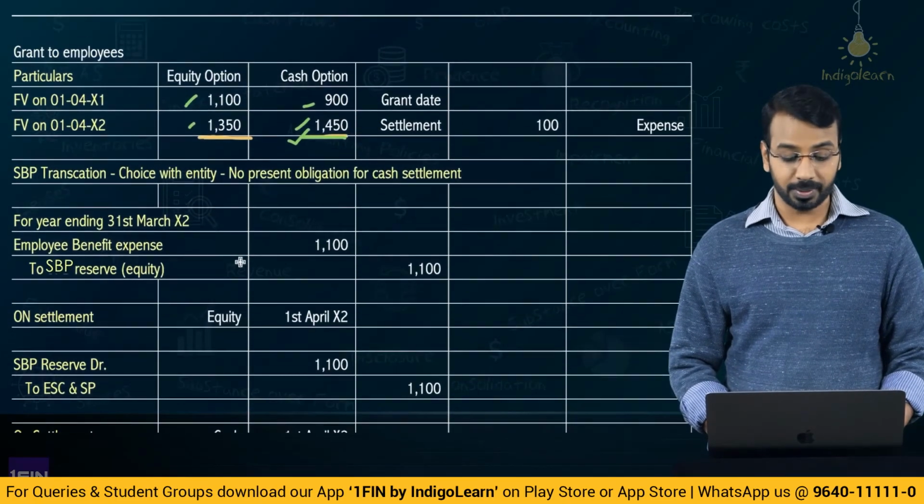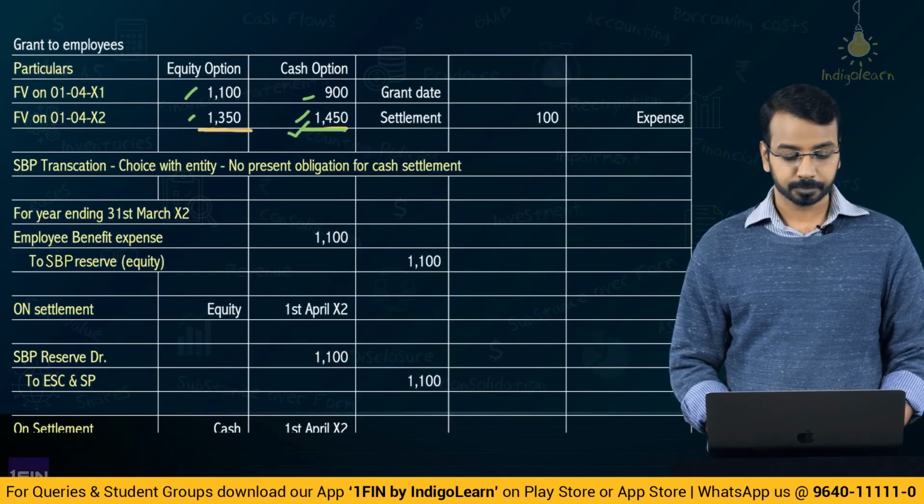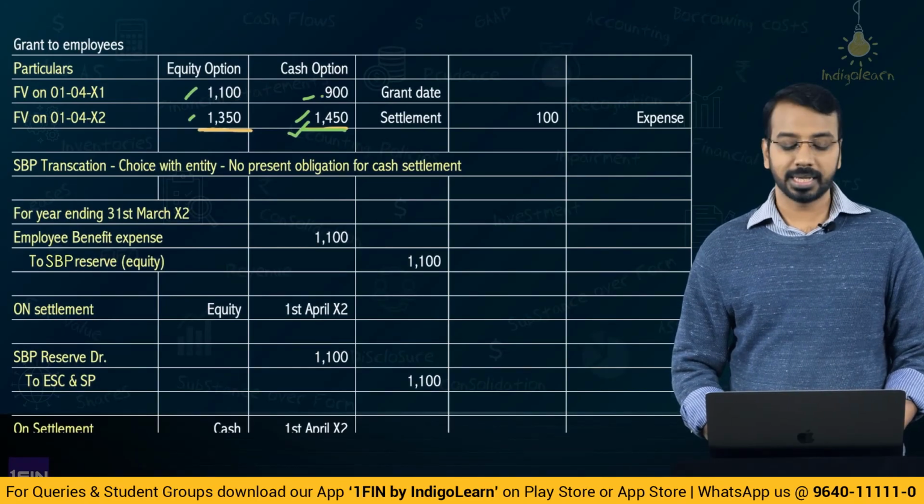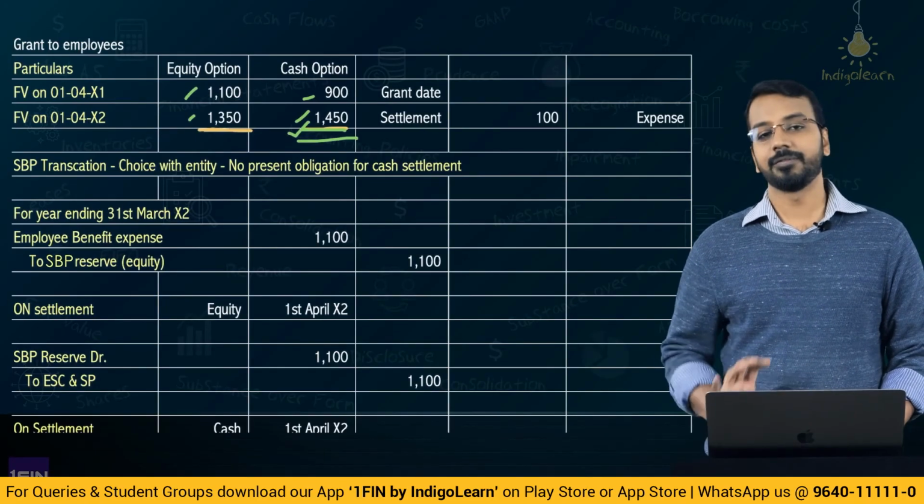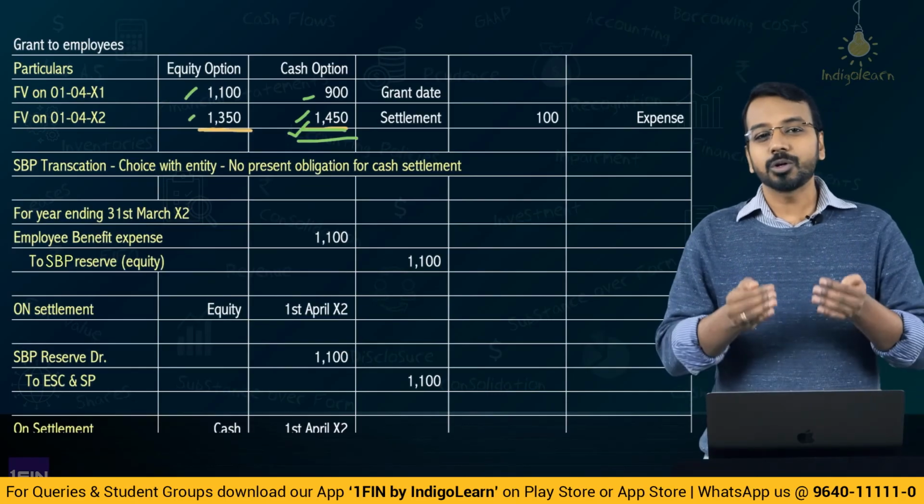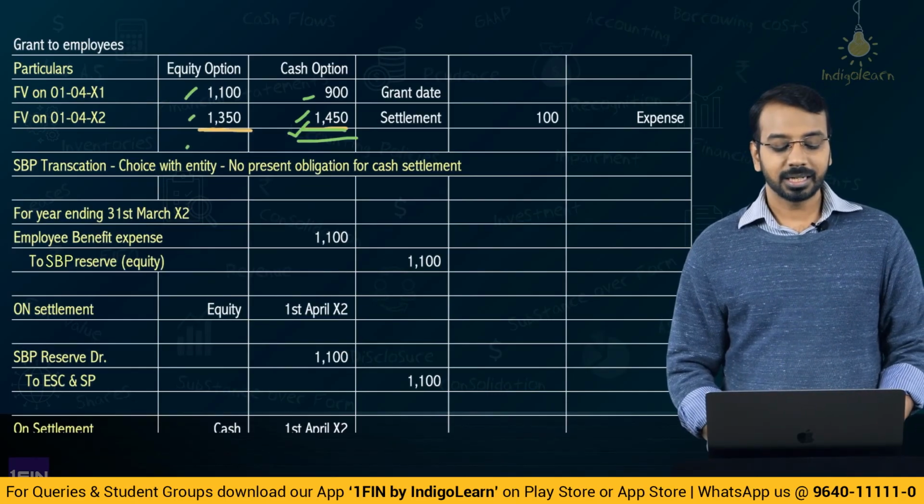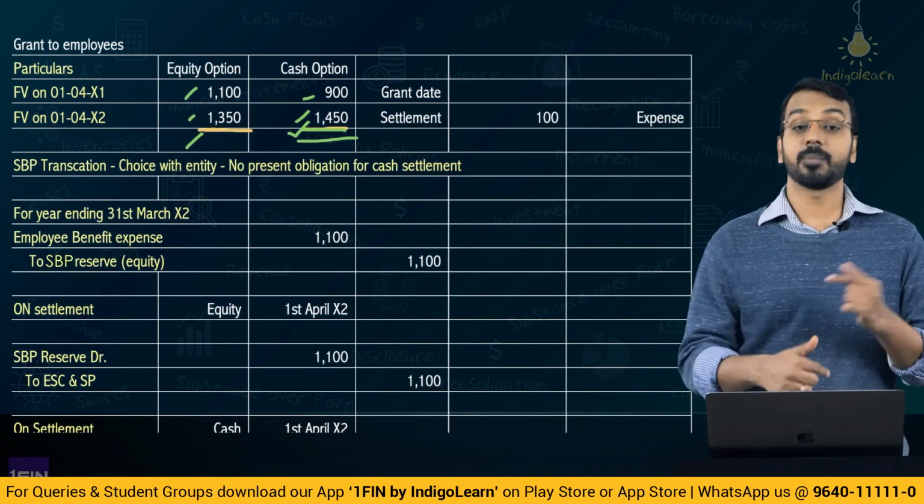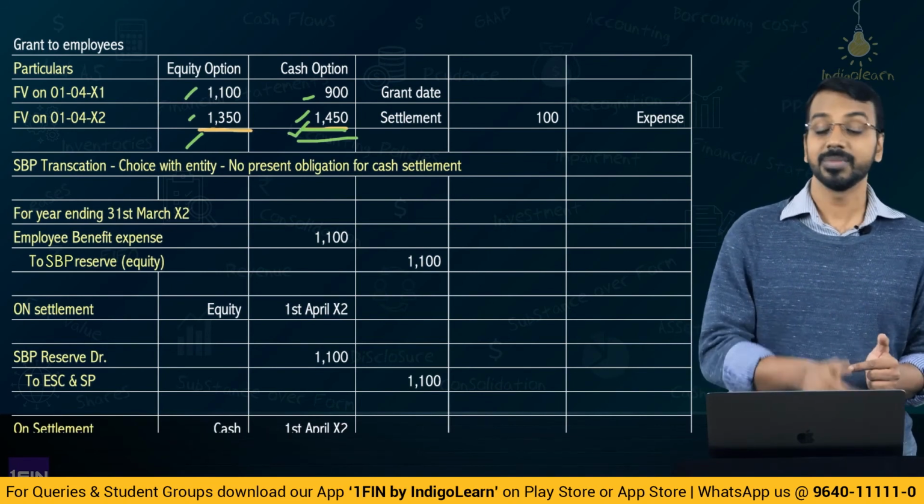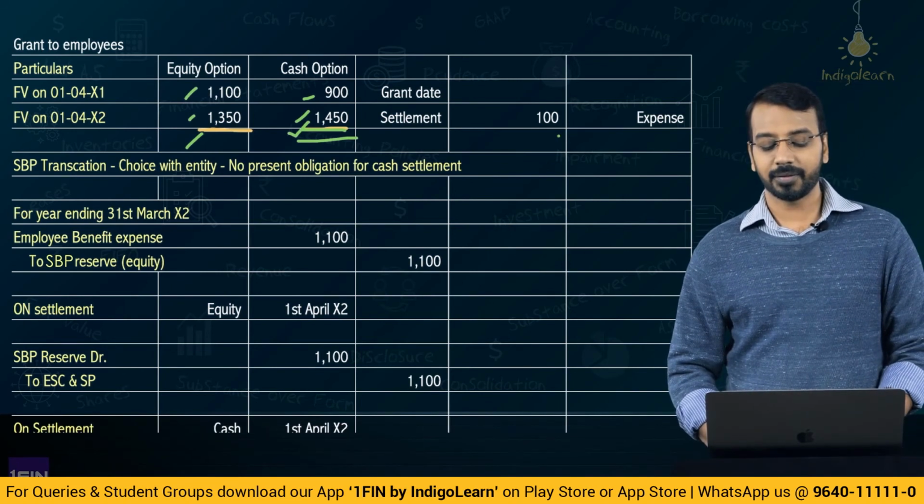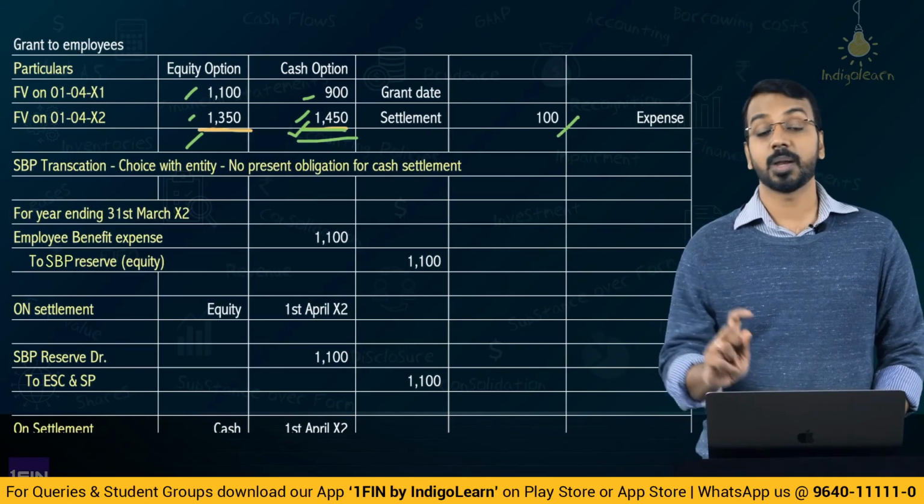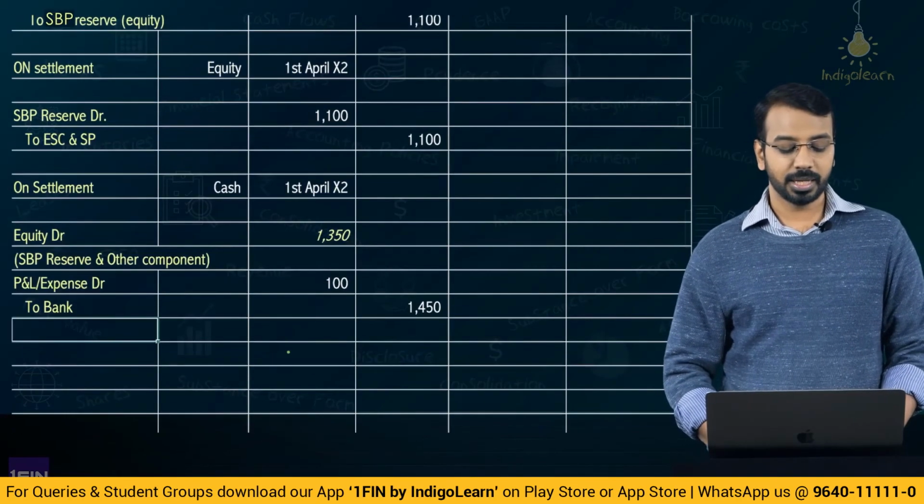So in other words, what has happened? We have to pay a total of 1450. That is what we have decided. Out of this 1450, 1350 is towards equity, because you are purchasing the equity, you are buying back equity, and 100 of extra payment is an expense because we are paying an extra amount, right? So that is the other part.